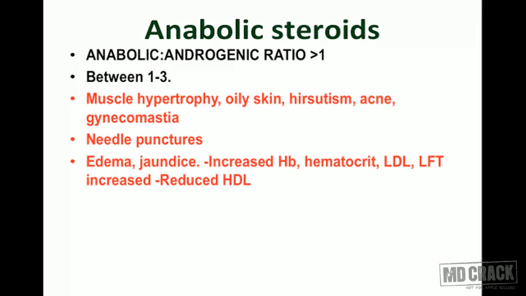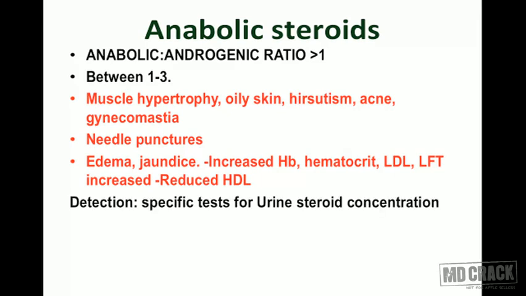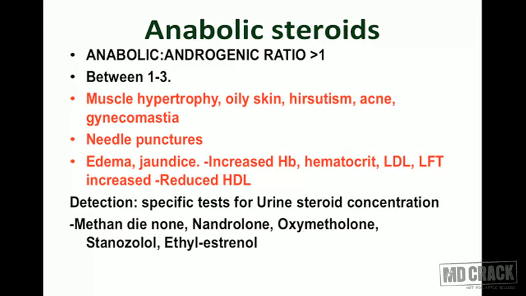This patient is likely to have edema, likely to have jaundice, and a surprising observation will be that this patient will have very high hemoglobin and hematocrit. Increased hemoglobin and hematocrit. Also LDL cholesterol will be high, LFTs, that's the liver function levels, will be high, and the HDL will be low. These are all characteristic effects. You need to do a specific test to detect the urine steroid concentration to find out if a particular patient is using anabolic steroids for a long time.